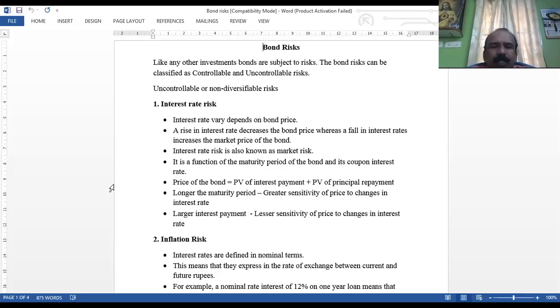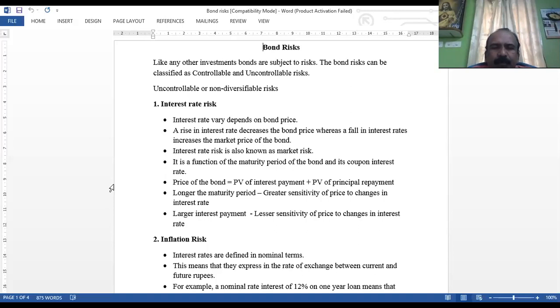The first one we call uncontrollable risk, which the company cannot diversify and cannot control. That we call non-diversifiable risk. The first one we have is interest rate risk. We call it market risk.